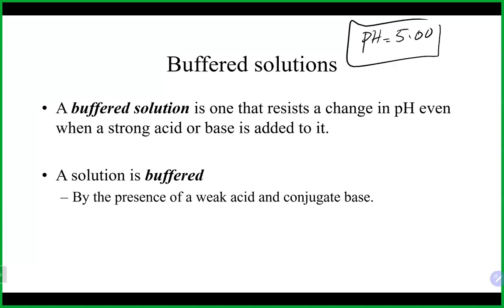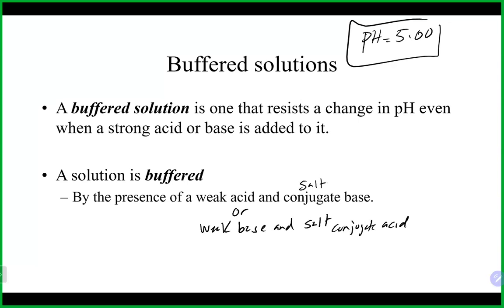The reason it's able to do that is what a buffer is made out of. A buffer is made out of one of two combinations. It could be a weak acid and the salt of its conjugate base, or you can make a buffer out of a weak base and the salt of its conjugate acid. What does that relationship mean? That is the Bronsted-Lowry definition. Those two things are basically related to each other by one H plus difference.